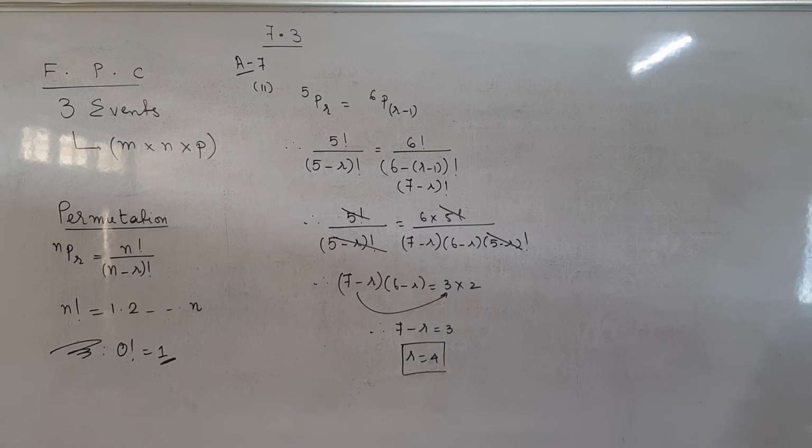Out of 8 things, 4 things can be arranged in 8P4 ways. Out of 10 things, 5 things can be arranged in 10P5 ways. Out of 7 things, 3 things can be arranged in 7P3 ways. This is how students we apply the concept of permutation.